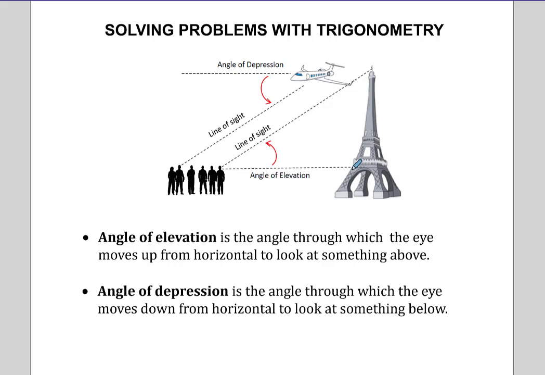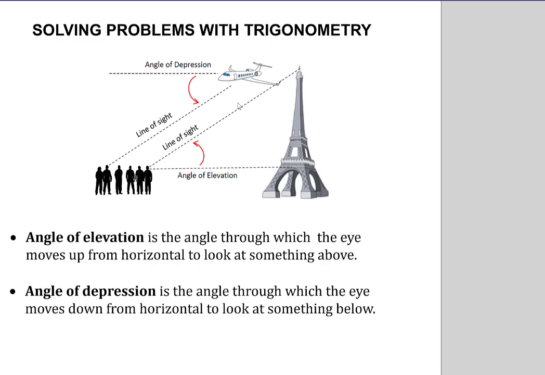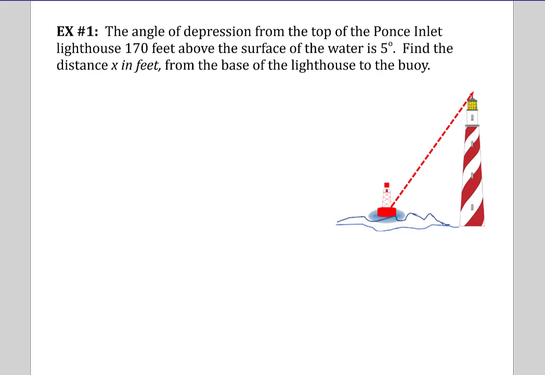And in the opposite direction, when you're riding in an airplane, you look out straight on the horizontal, and when you look down at something, that movement downward from the horizontal is called the angle of depression. So let's try a few of these.